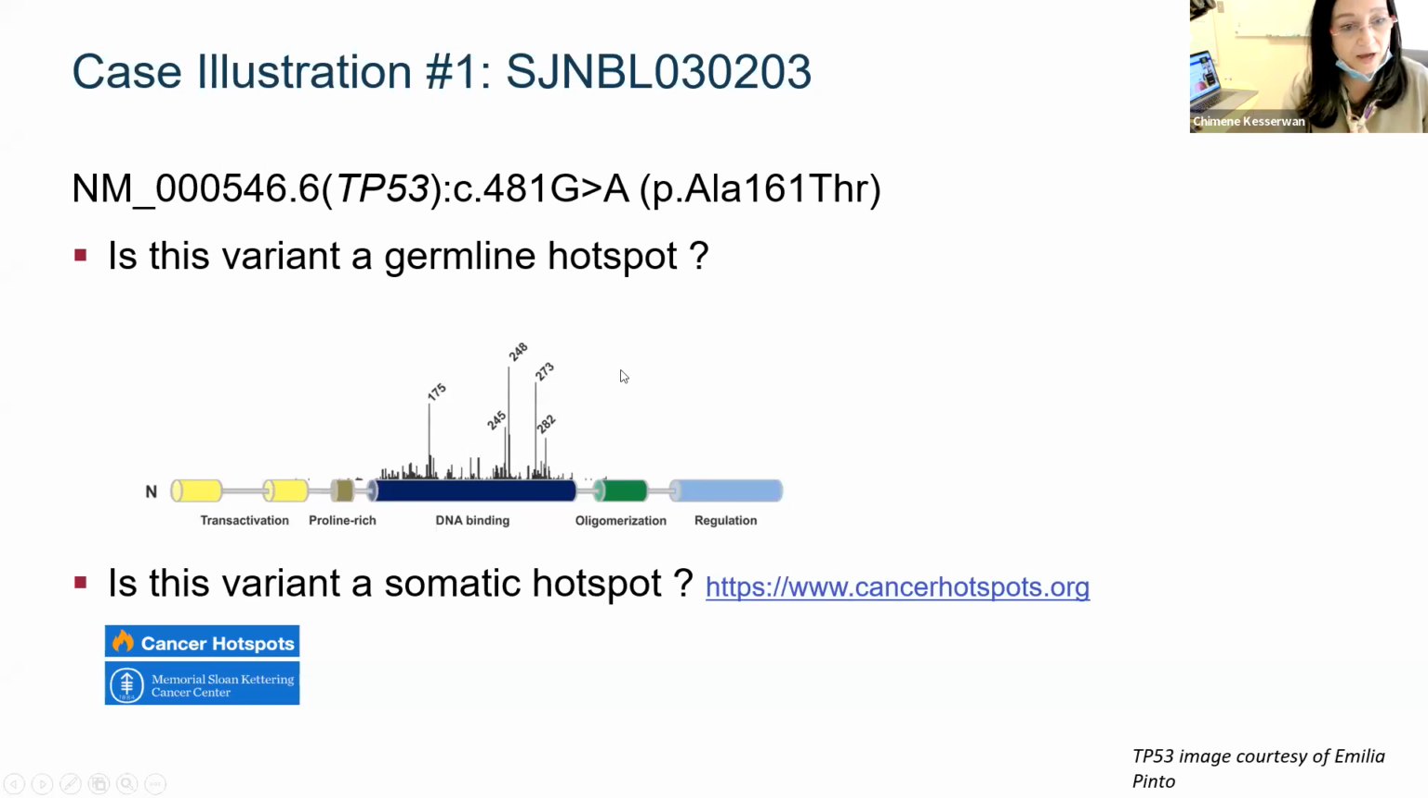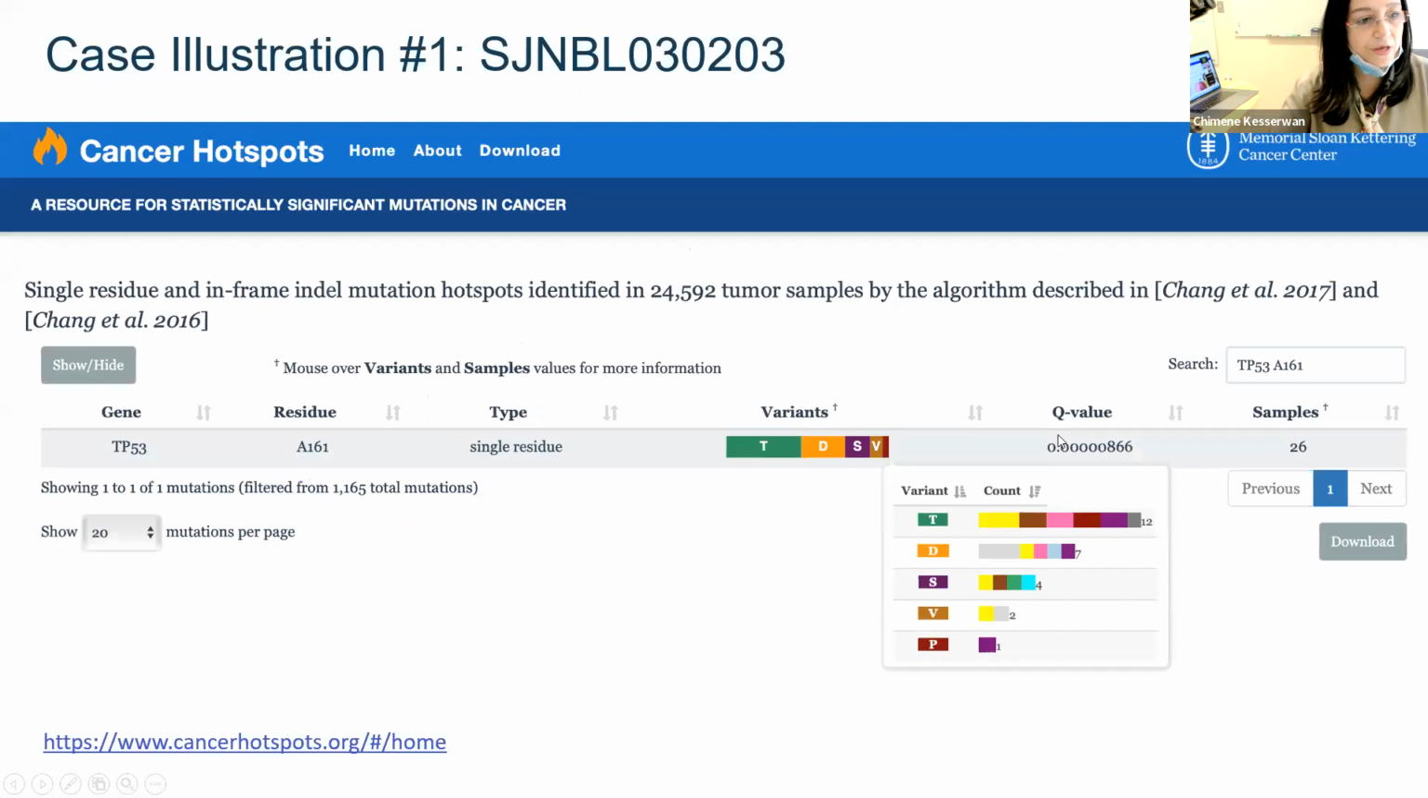And so here is the germline hotspot in P53. I think I'm missing one here, and this image is courtesy of Emilia Pinto from St. Jude. So our next question: is this variant a somatic hotspot? For that, we go to cancerhotspots.org and we pull the P53 A161. We're looking at the codon level, right? And for the alternative amino acid T, it was reported in 12 samples. And so it is a hotspot codon.